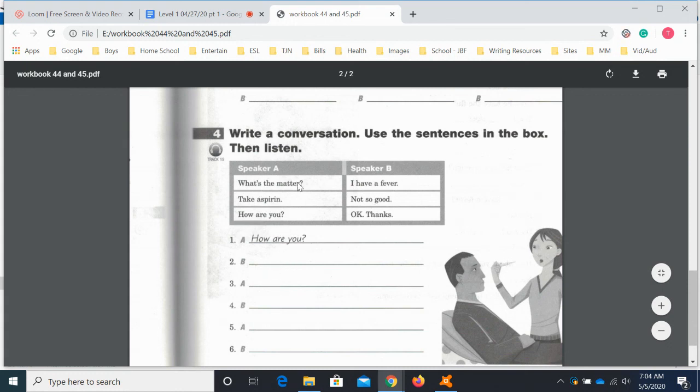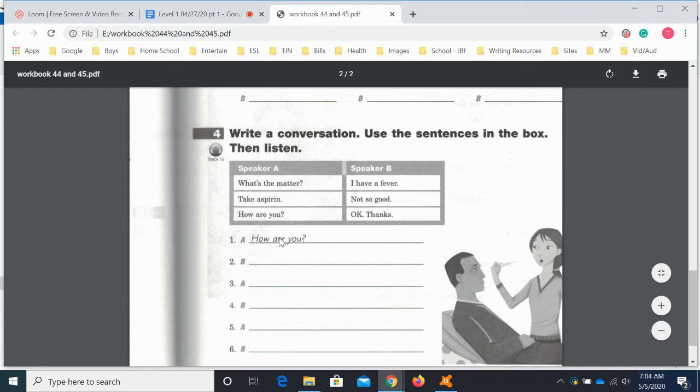So we have, what's the matter? Take aspirin. How are you? And then we have, I have a fever. Not so good. Okay, thanks. So to the question, how are you? What should be the answer? How are you? Not so good. What's the matter? I have a fever. Take aspirin. Okay, thanks. So let's do that again.